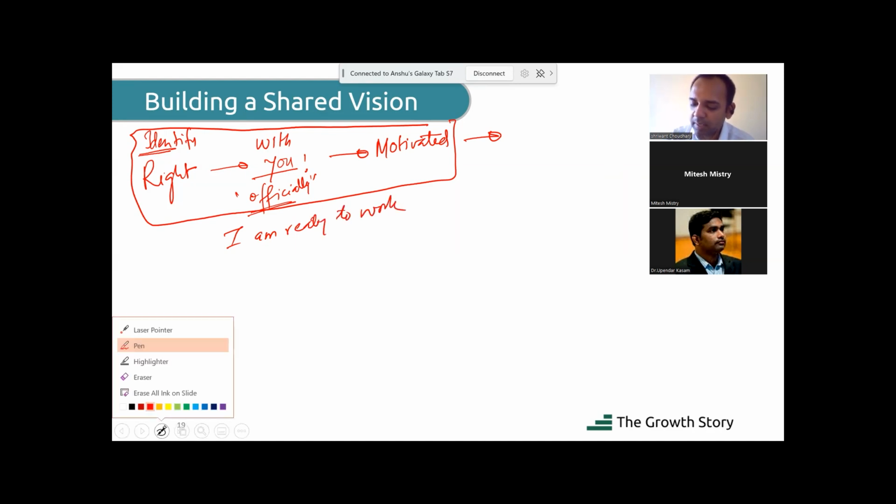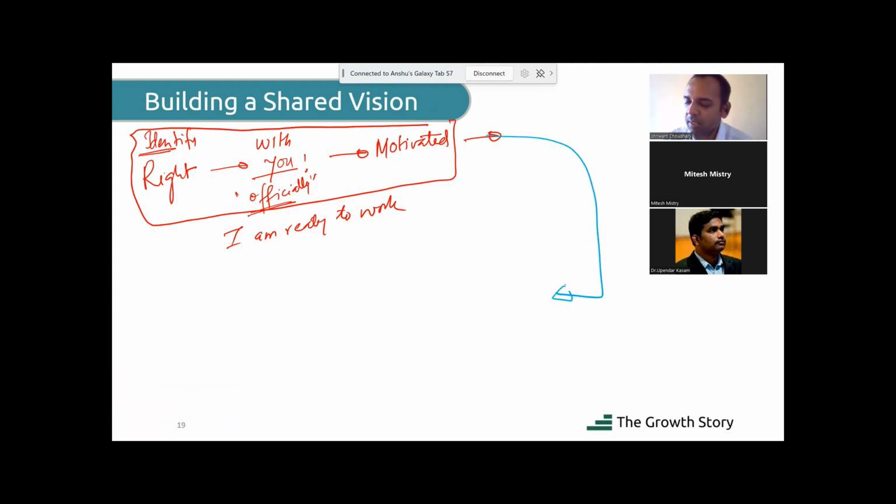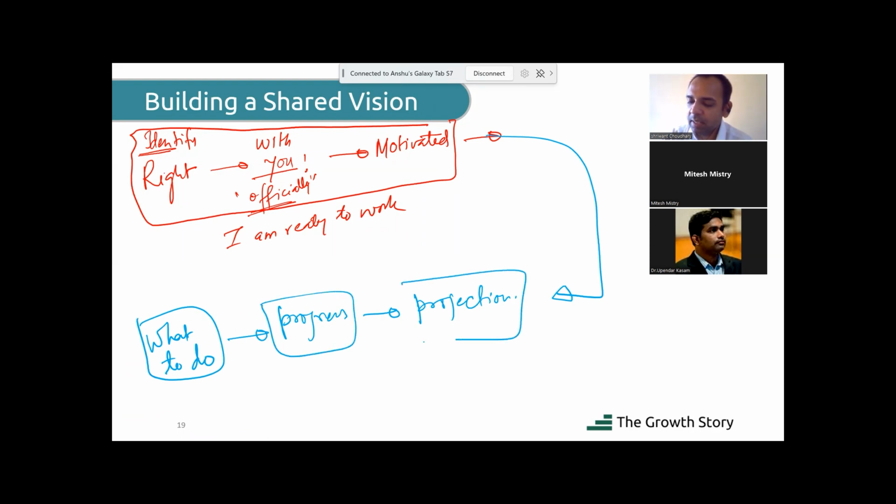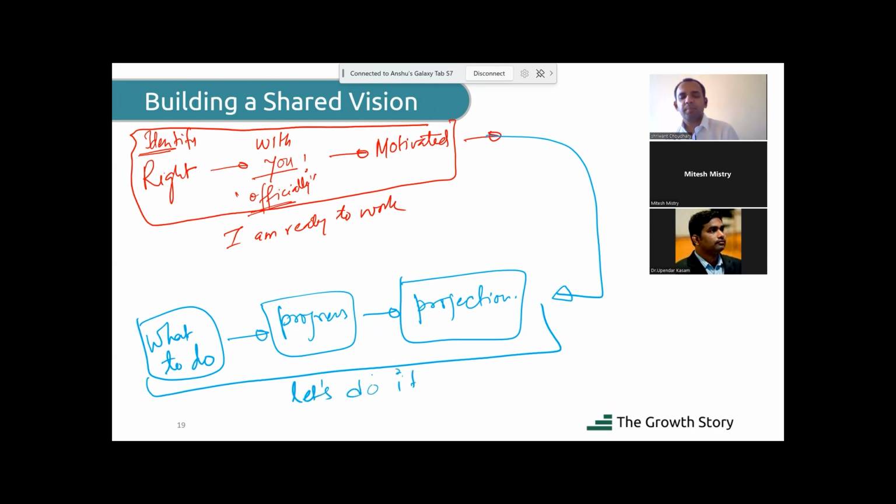Okay, then second part starts. What is the second part? Okay, when you are ready to work, let us work. So I will tell you what to do. I will tell you the progress, and I will involve you in projections, right? So these three things are like, let's do. This is how you need to engage with the stakeholders.